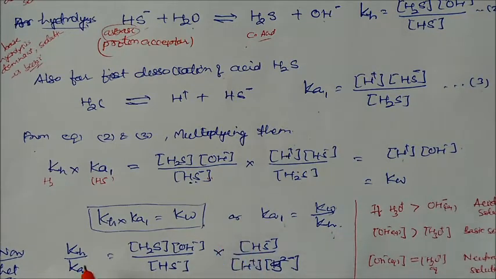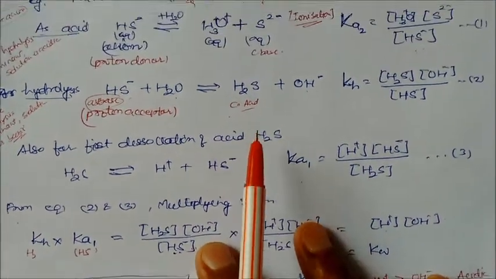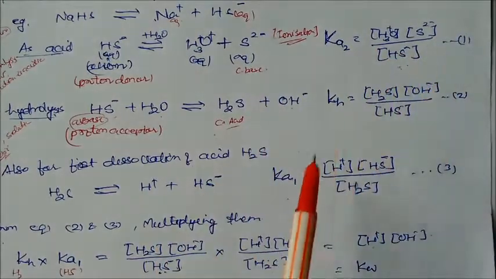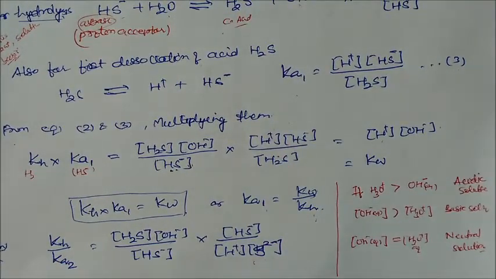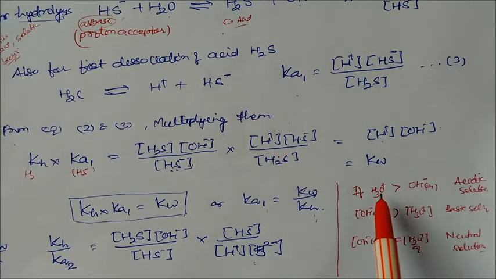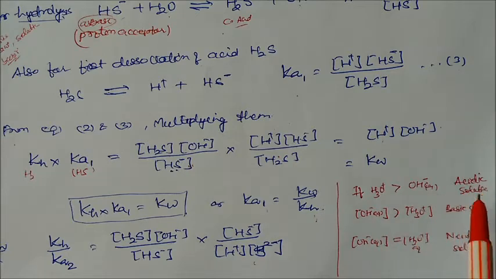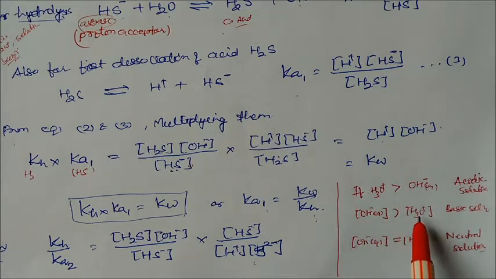Now we will again take the ratio of KH by Ka2. On taking it, you will get this is the KH, this is the Ka2. Ka2 we have already seen. So on Ka2 we will get this one equation, this second equation. So we'll see here. Here I have written that if the acid concentration is more than OH⁻, it will be acidic. If OH⁻ is more than acid, this is basic. If both are equal, it is neutral. We have already discussed these things.